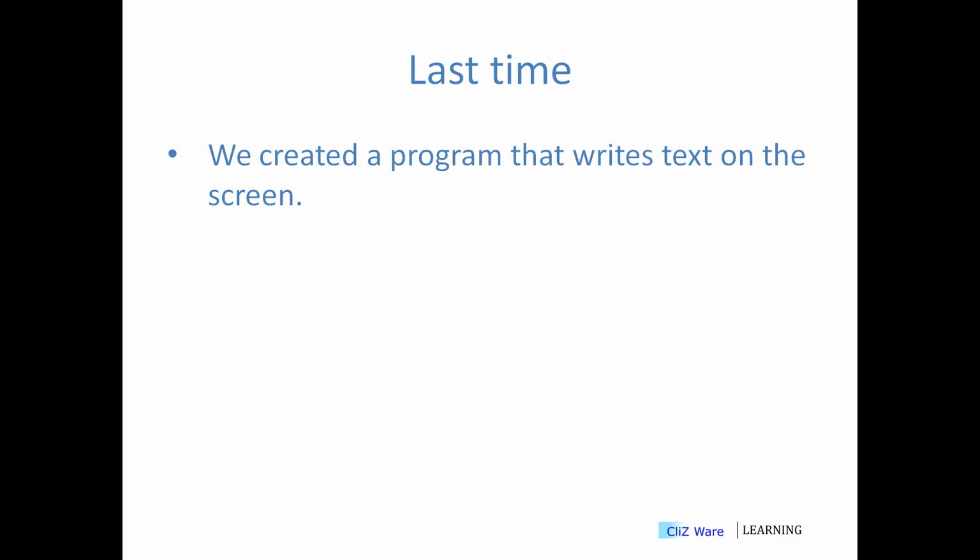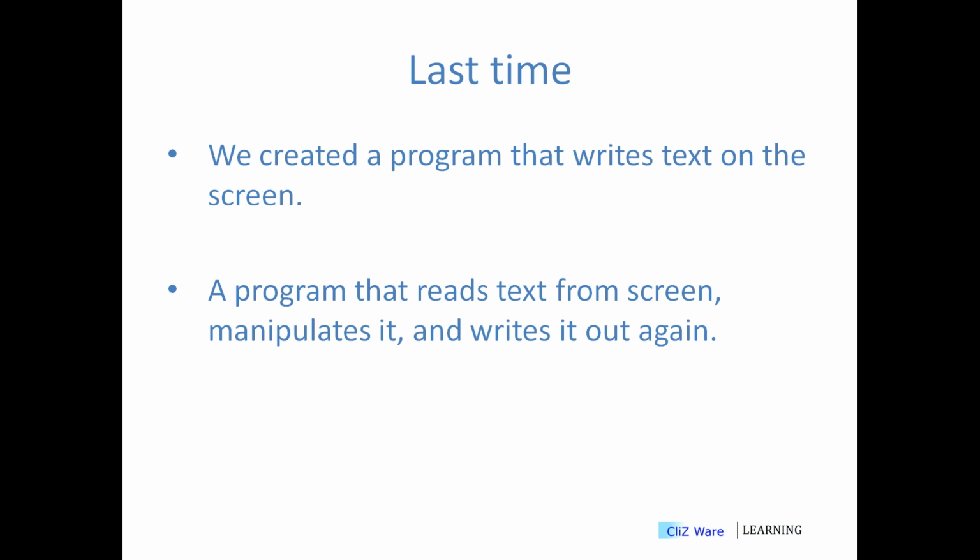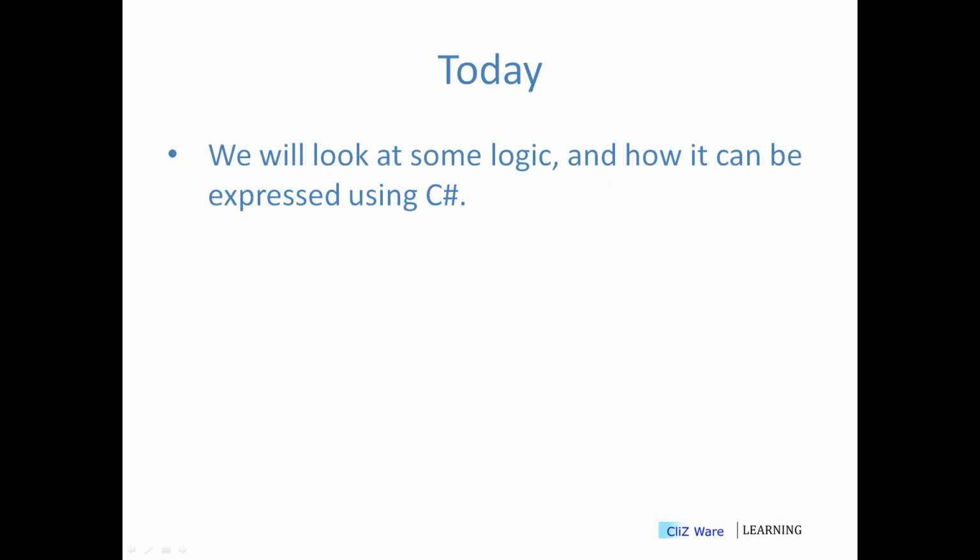Last time we looked at how to create a program that writes text on the screen. We also looked at how we can read text from the screen, and then how we can manipulate that and show it to the user. But today we're going to look at how logic can be used in C# and how it can be expressed using C#. So that's the main topic for today. In the beginning we are going to focus on if statements.